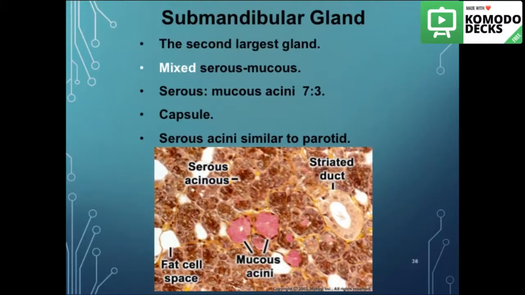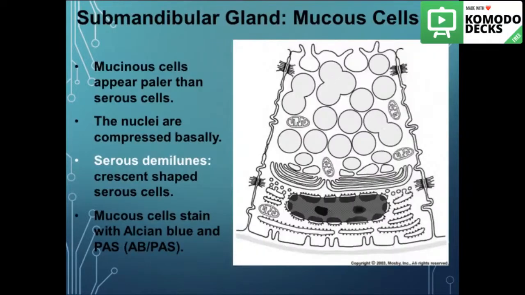The submandibular gland is the second largest after the parotid. It is a mixed type secretion with a predominance of serous acini. It has a capsule also, and serous acini that are similar to the parotid. Here in the picture you see more serous acini compared to the pink mucus acini. Now, the serous acini, we said, are similar to the parotid.